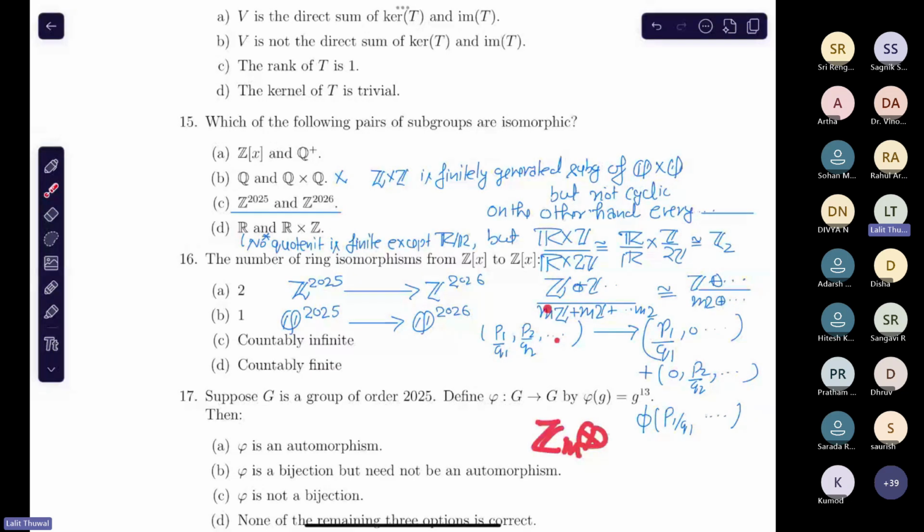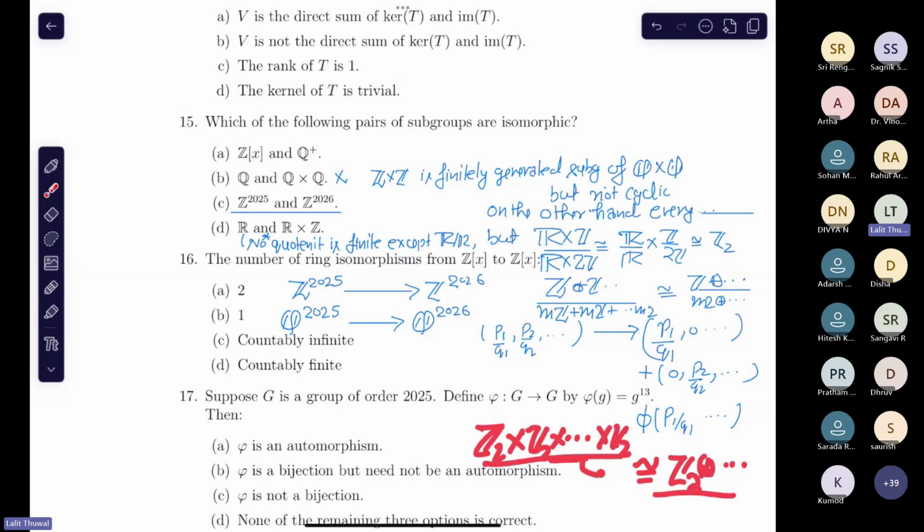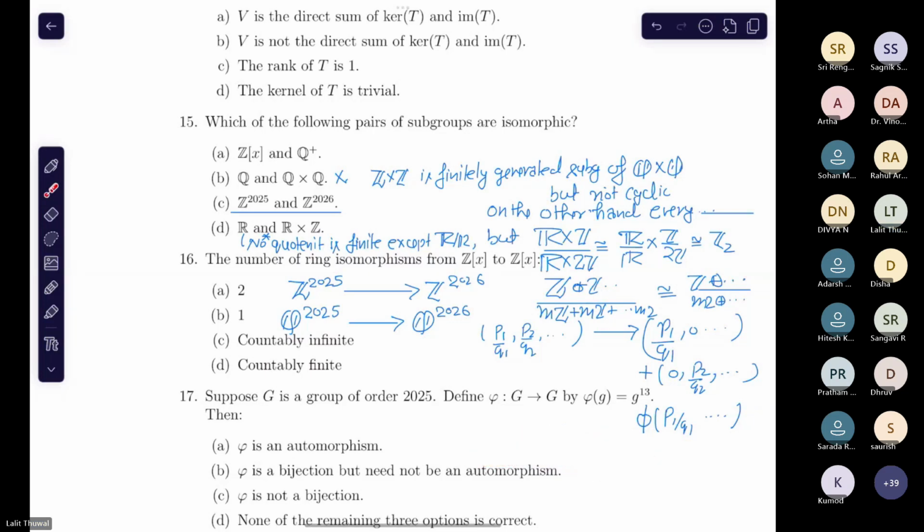Say just take Z/2Z. Then you will get that this one is Z2 cross Z2 cross Z2, I mean direct sum, cross Z2, but how many times? 25 times. On the other hand, you will get Z2 cross Z2, 26 copies, but they cannot be isomorphic, because this is a vector space over Z2 and this is a vector space over Z2, and their dimensions are different, so they cannot be isomorphic. In this way you see that these two are not isomorphic, and this also works.